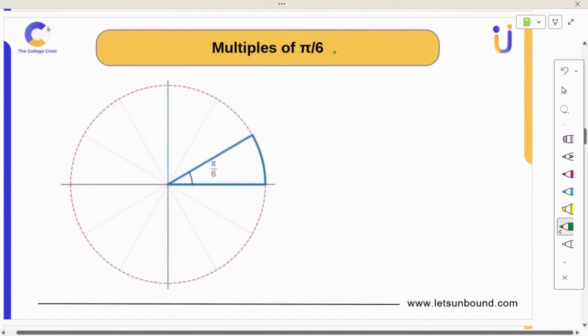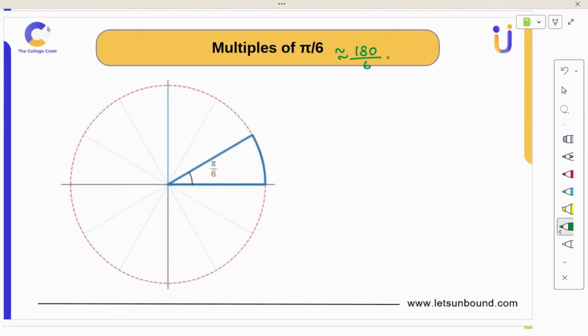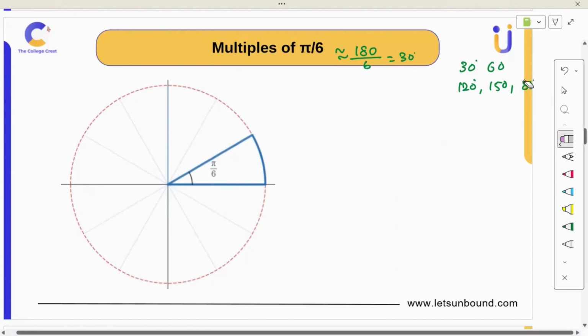Pi by 6 is equivalent to, very simple, pi means 180. If you are converting to degrees, 180 by 6 is 30 degrees. So what are multiples of 30? 30, 60, 90, then 30 times 4, 120, 150, 180. So this 90 and 180 are not in quadrants, okay? So we are going to do all these parts.